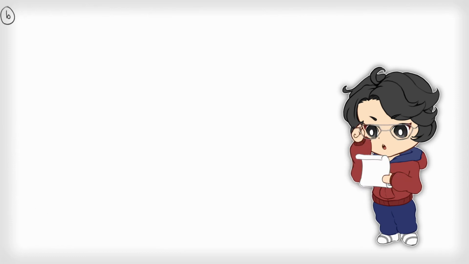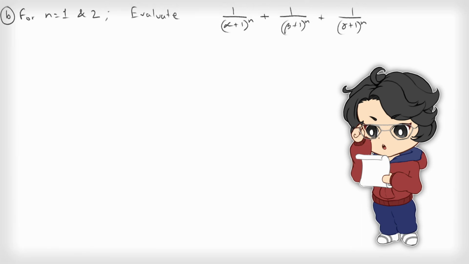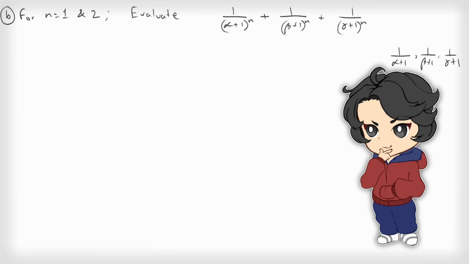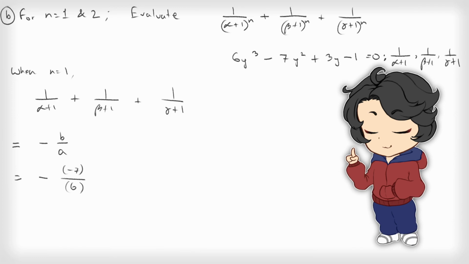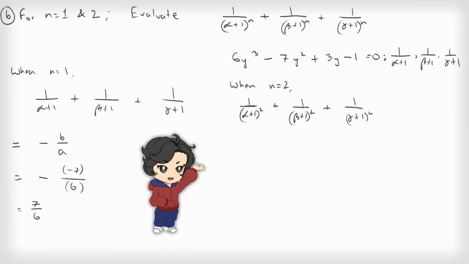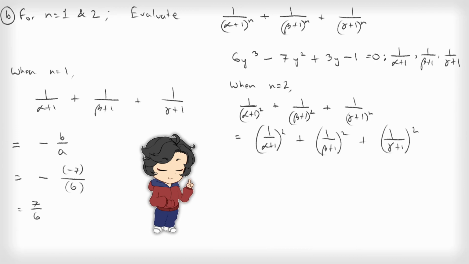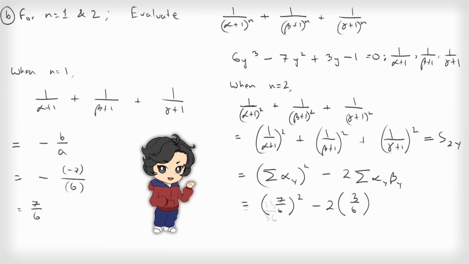Although, this was just the first part of the question. The second part says, for the case of n equals 1 and 2, evaluate this summed expression. Alright, so we already know that 1 by alpha plus 1 and co are the roots of y. So if we put n equals 1, this expression simply becomes the sum of the roots of y, or in other words, minus b by a of y. As for n equals 2, we get this expression. But this is no different from this expression, meaning this is the sum of alpha squared, or S2 of y. So put in the formula and solve accordingly.